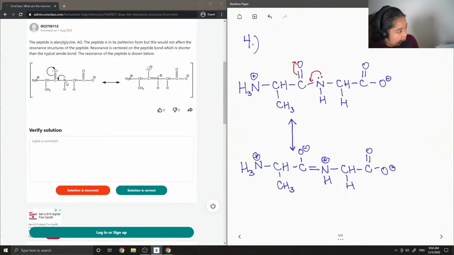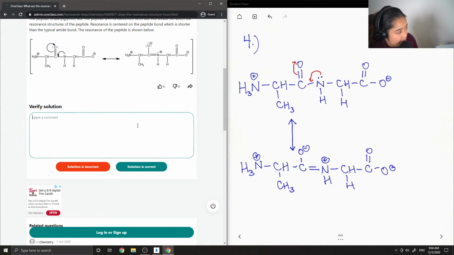Yep, so they show the lone pairs on the nitrogen coming down to form a double bond, and then the carbonyl comes up to form a singly bonded, negatively charged oxygen. So this solution is correct.